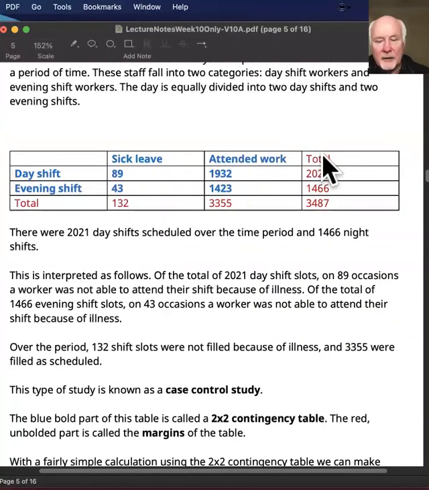Then they're commonly printed with what are called margins. So the margins are just the totals. Usually when you have margins on a contingency table, the margins have the totals. There's some situations where you might put the averages, means or medians or something like that, but usually it's just the totals by default.